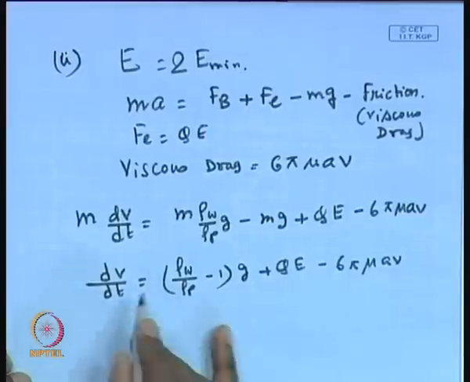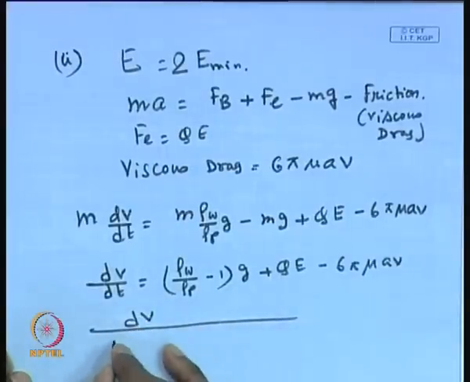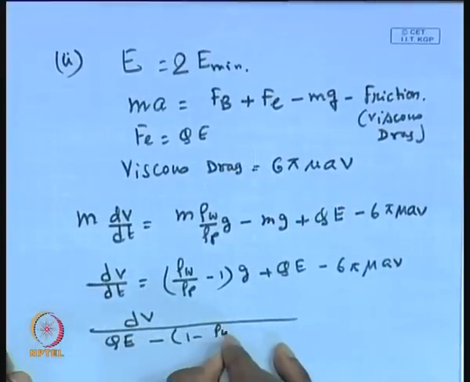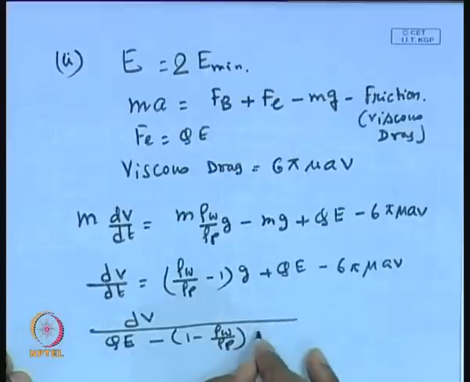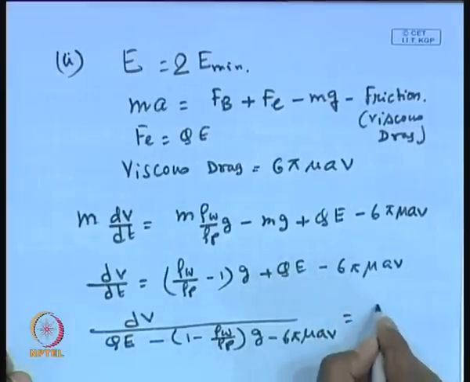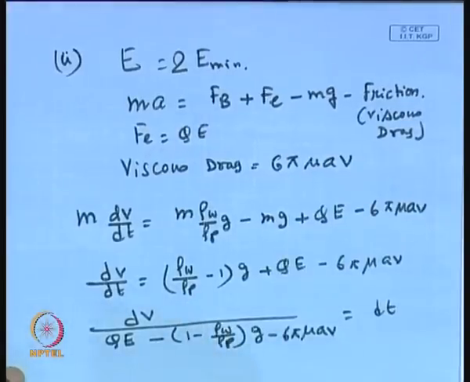You just do the separation of variables, dV divided by the whole thing on the left hand side. It will be q E minus 1 minus rho w by rho p times g minus 6 pi mu A v, equal to dt. Why have I taken a minus here? Because rho particle is always greater than rho water, so this term will be positive, rho p minus rho w. So, you have the electrostatic attractive force and the opposing forces, gravity and buoyant forces as well as the friction forces.